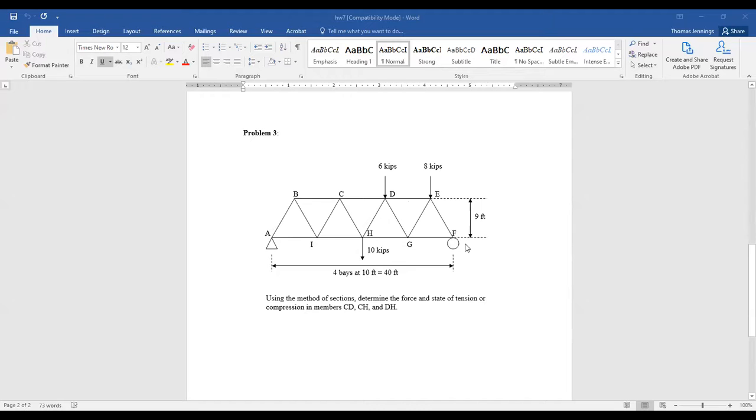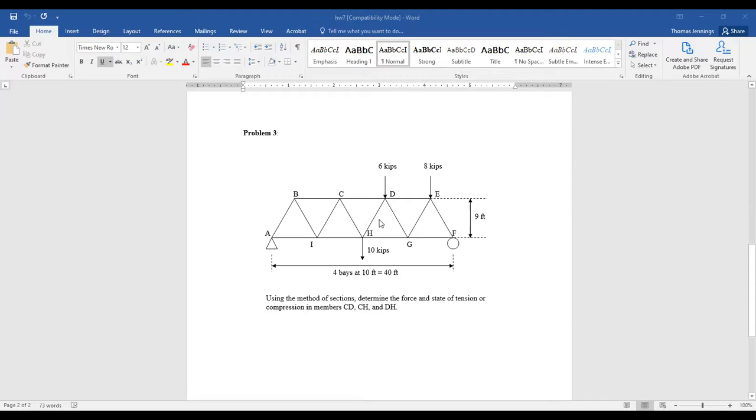But fortunately, the problem says to use method of sections, determine the force and state of tension or compression in members CD, CH, and HI. Or CD, CH, and DH. So let's draw that out first here. We've got 4 bays at 10 feet apiece. So the whole length of the truss is 40 feet.